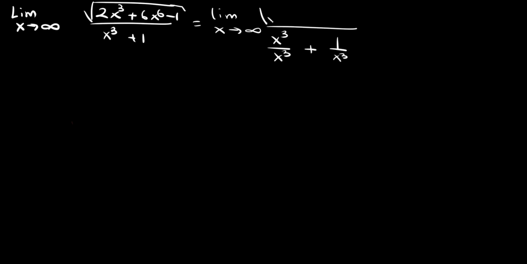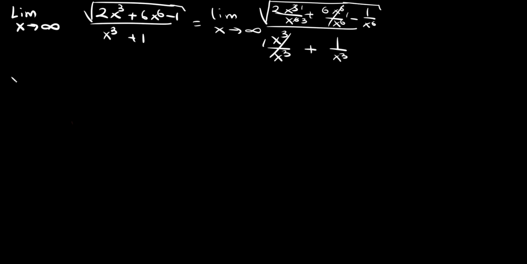Now I want to put my x to the power of 3 in my square root. So I'm going to do 2x to the power of 3 divided by x to the power of 6, plus 6x to the power of 6 divided by x to the power of 6, minus 1 divided by x to the power of 6. Alright, so let's simplify this. This is going to give me 1. This is going to cancel out. This is going to give me 3. This is going to give me 1 here.